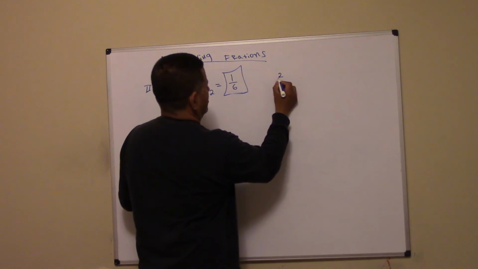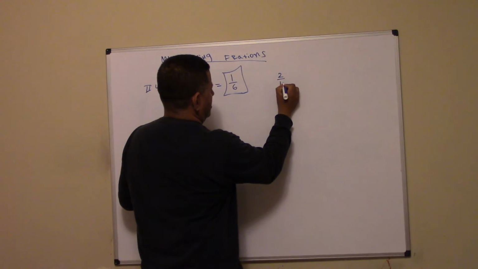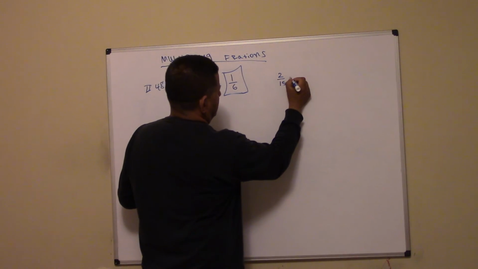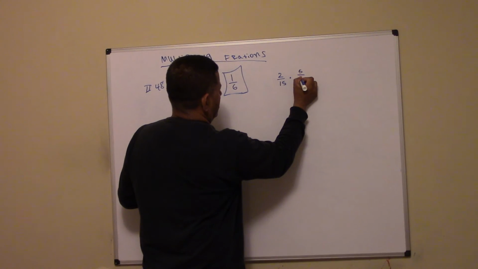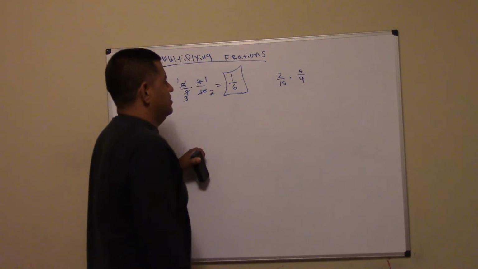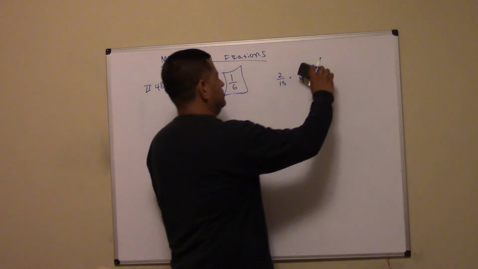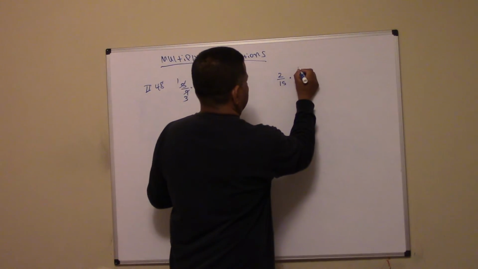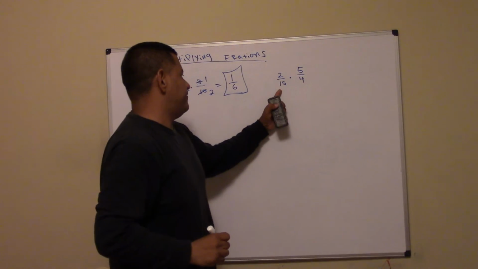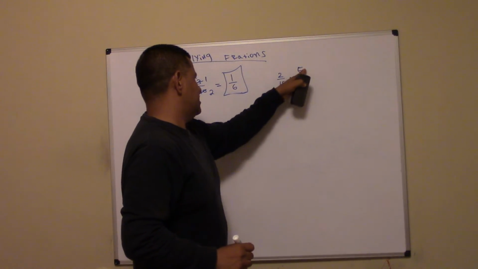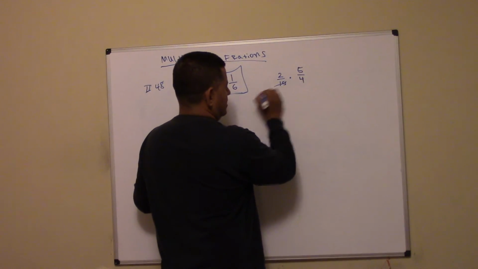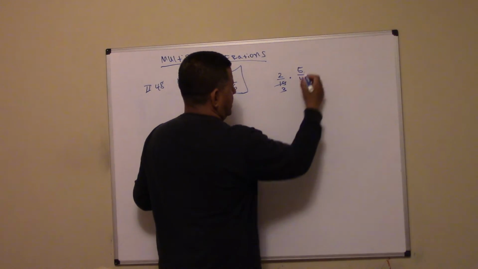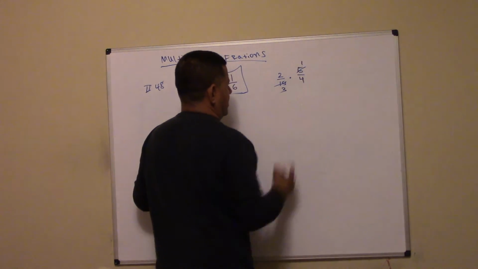Let's do 2 over 15 multiplying 5 over 4. In this case, I got a 5 and 15. How many times have you multiplied 5 to get 15? 3 times, and this is 1 time.